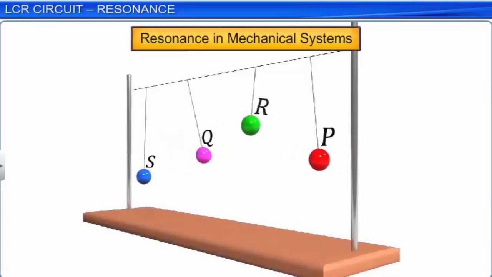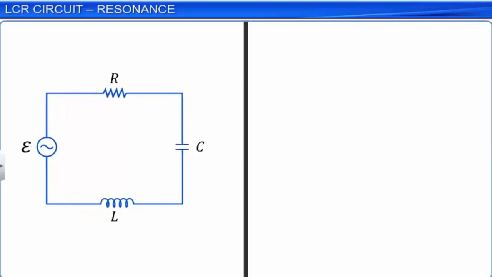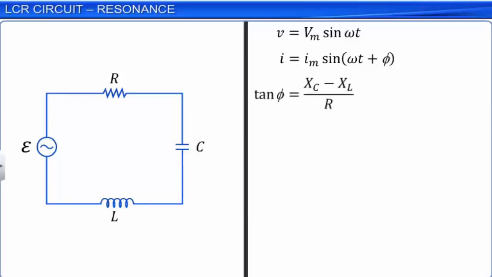Similarly, the phenomenon of resonance can also be observed in electrical systems. Let us now study about the phenomenon of resonance in an LCR series circuit. We have seen that at any instant t, the applied AC voltage is represented as V equal to Vm sin omega t, where Vm is the amplitude of the AC voltage and omega is its angular frequency. At the same instant, the current in the circuit is given as I equal to Im sin omega t plus phi, where phi is the phase difference between the AC voltage and the current. The phase difference, phi, can be calculated by the expression tan phi equal to Xc minus XL by R, where Xc is the capacitive reactance, XL is the inductive reactance, and R is the resistance.